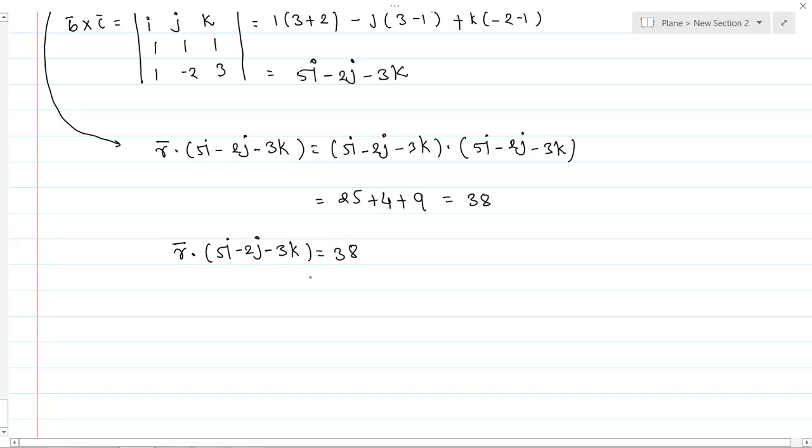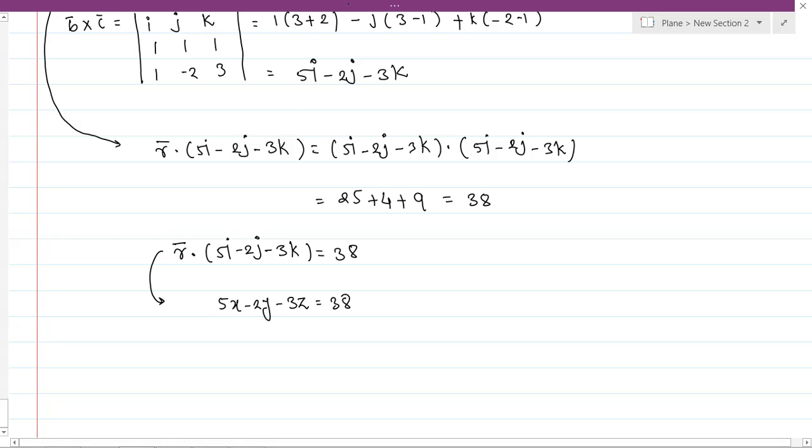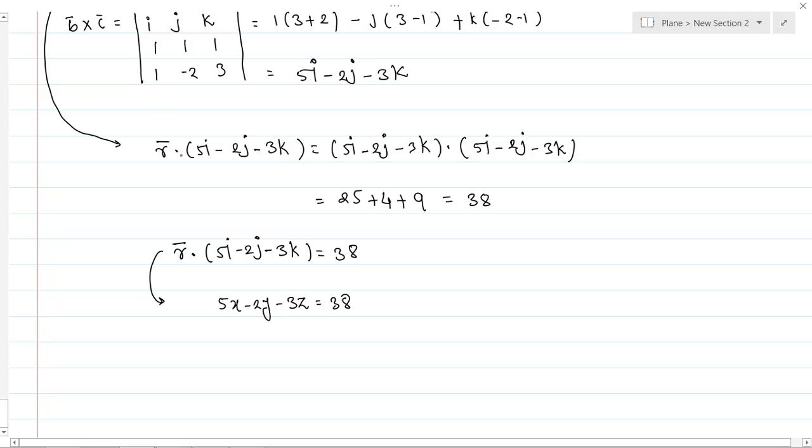This becomes the vector equation, but what we want is the Cartesian equation. So replace i, j, k by x, y, z. So 5x minus 2y minus 3z equals 38. This becomes the required equation of the plane in the Cartesian form. Okay, let's highlight this. This is the Cartesian equation of the plane.